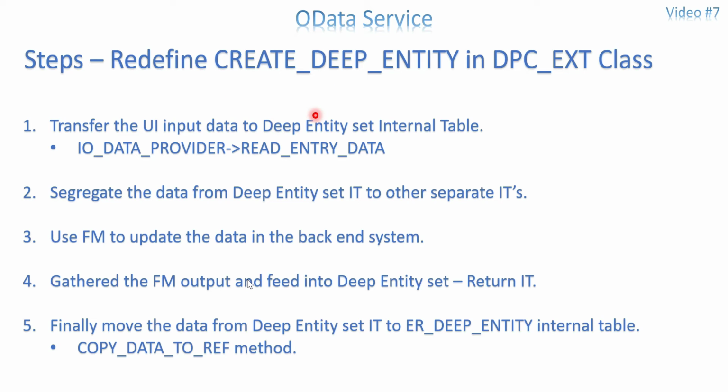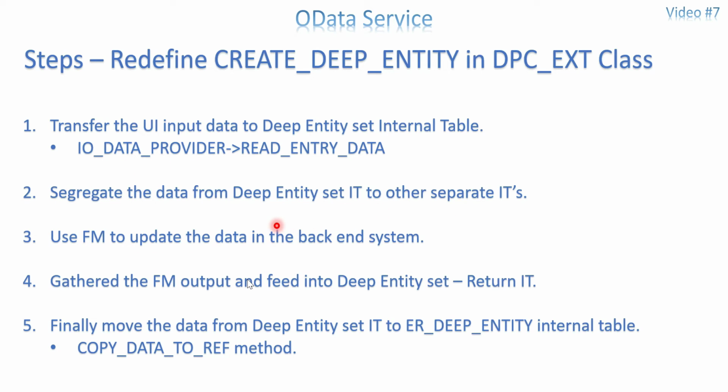Whatever information is coming from the UI, in whatever format, is converted and put into your deep entity set internal table. I have to declare one internal table which refers to my deep entity set, so I can say structure, deep entity structure. It will take that and segregate the data from the deep entity set into the internal table, where a normal loop and read can be done. You can use the new syntax as well, and use the function module to update the data in the backend system.